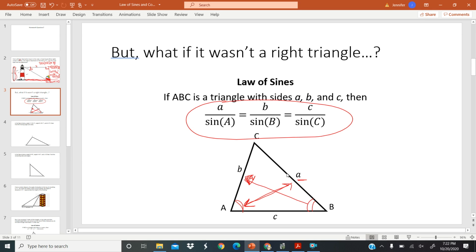And then it just creates a proportion. So you're going to have basically a side over the sine of the opposite angle is going to be equal to a different side over the sine of a different angle that's across from that side. So that's how the law of sines is going to work.